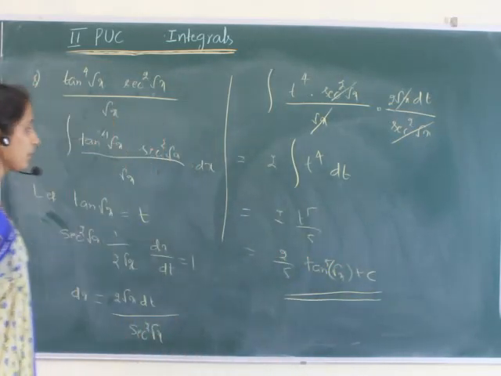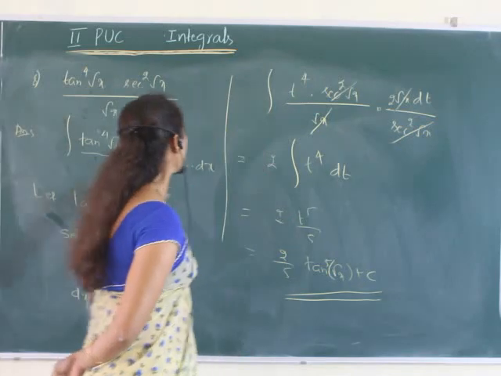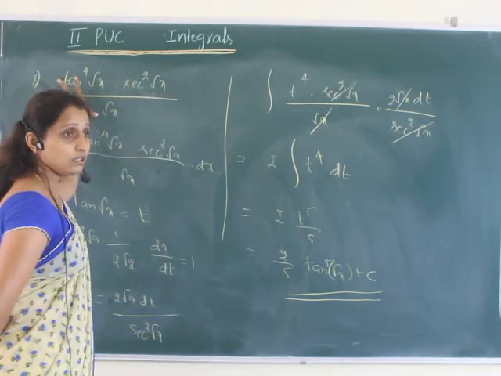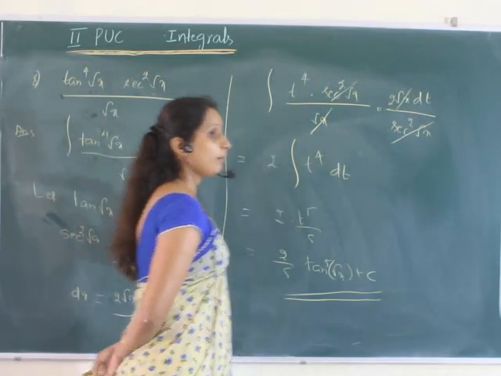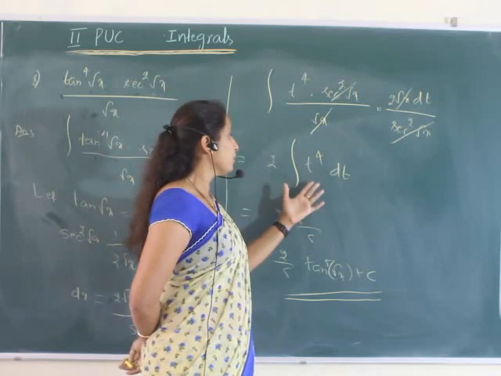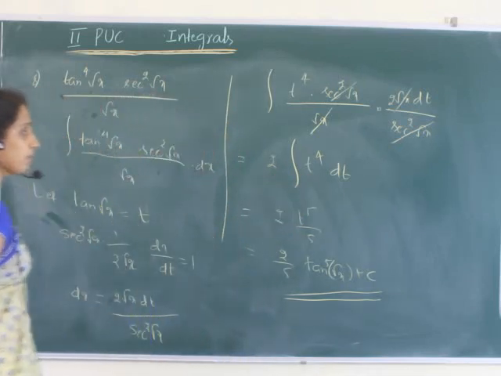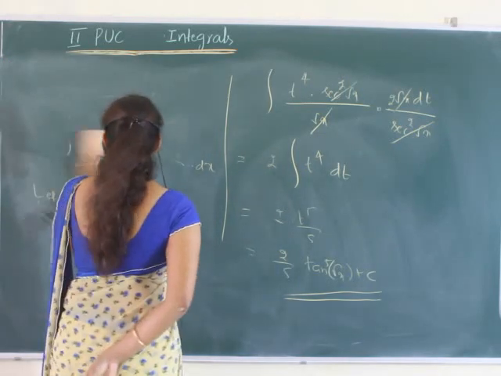Plus c. So here not only √x, we have taken tan √x as t, to get the simplest form. Now you can make out, the problem was very big, and we have converted it into a very small problem by making a substitution. We got only 2 into the integral of t to the power 4, very simple. Otherwise it is a very complicated problem. So this is the method of substitution.